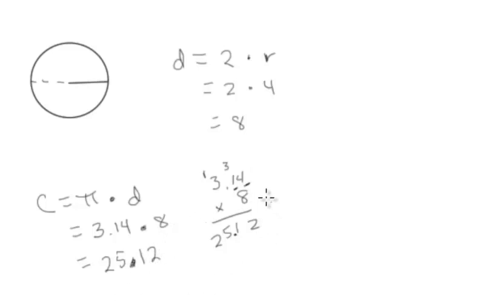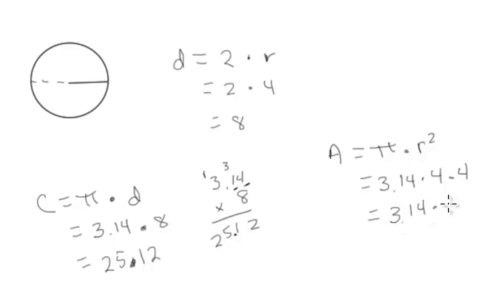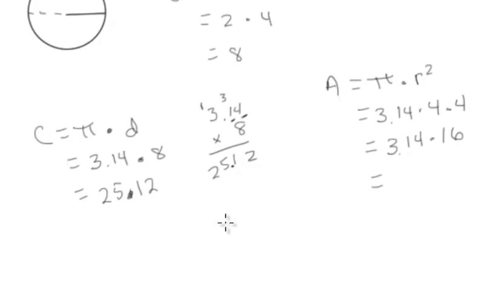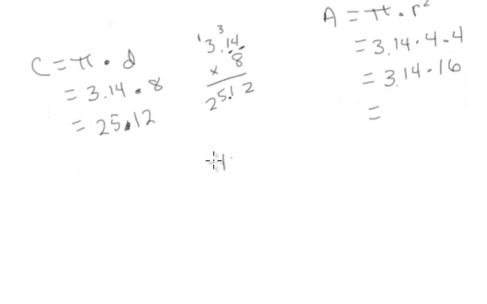Okay, now the area. The area is equal to pi times r squared, which is going to be equal to 3.14 times 4 times 4. So that's going to be equal to 3.14 times 16, and I'm going to go ahead and put it over here.